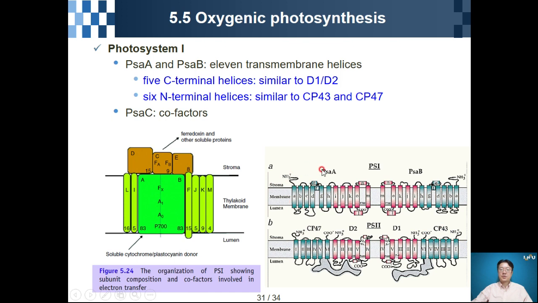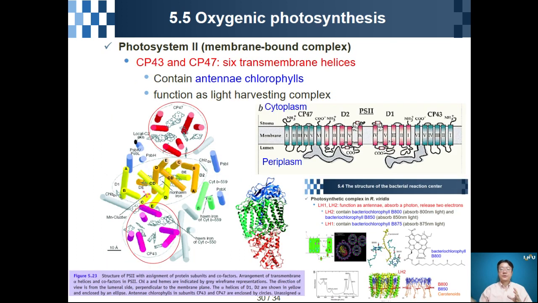So this region also functions as the light harvesting complex. They also have additional cofactors, but we will not cover the cofactors in detail. The important thing in photosystem 2 is that they have D1 and D2, which function as the L subunit and the M subunit in the bacterial reaction center, and they also have the antenna chlorophyll, which functions as the light harvesting complex.